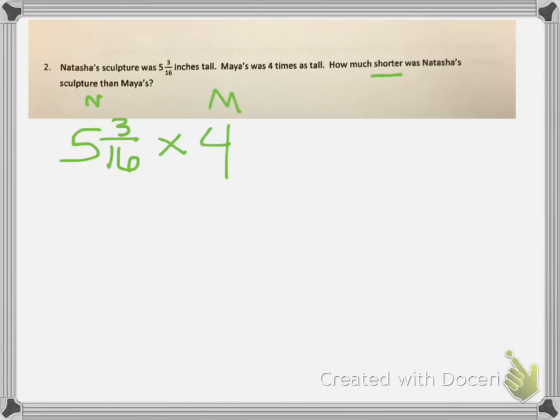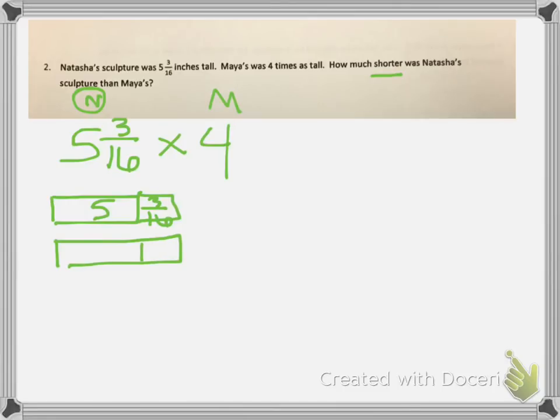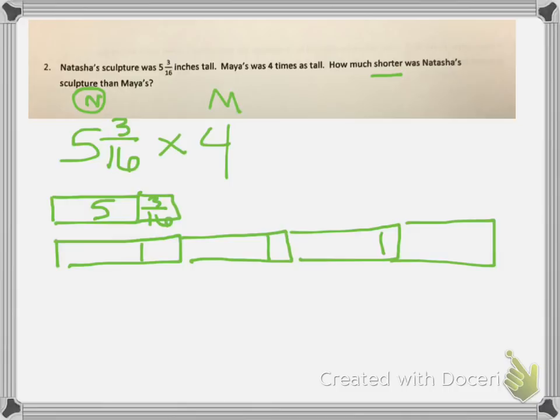So think about a sculpture. Maya's was a lot taller. We want to find out how much shorter Natasha's was than Maya's. Okay, so we can show this. So here, I'm going to show you a quick tape diagram. Okay, so here's Natasha's. 5 is her whole, and then she had 3/16 over here. Remember, Maya's was 4 times that. So it's going to be 4 of these things. 4 of these tapes. This is Natasha's. This is Maya's. Okay, I'm going to change my color so you can see it.